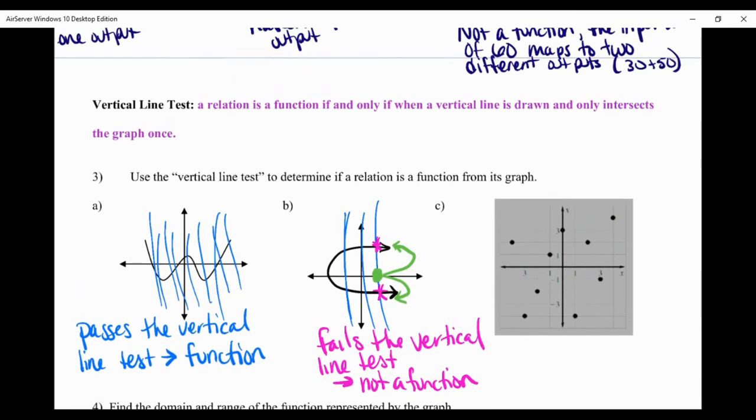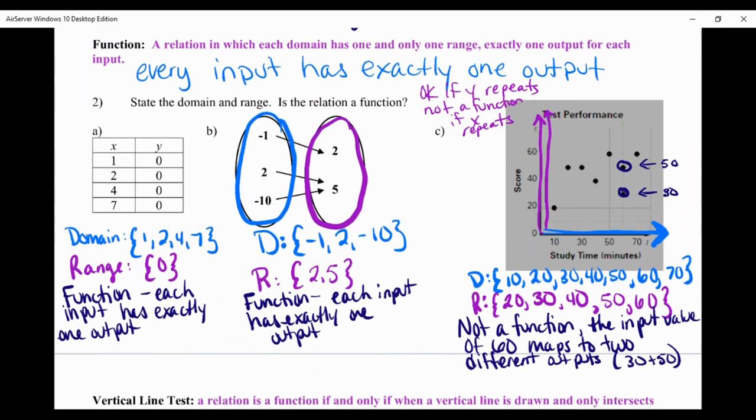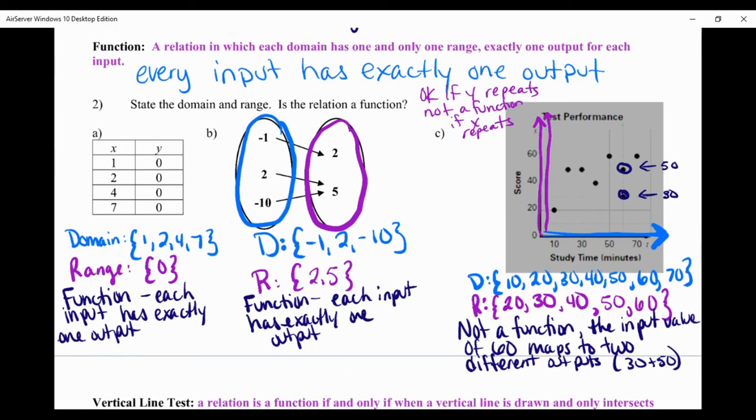Let's go back to the study time and the test. If we had used the vertical line test, the vertical line would have intersected that graph at those 2 points, because that input value, 60 minutes, mapped to 2 different output values, which is what made it not a function.